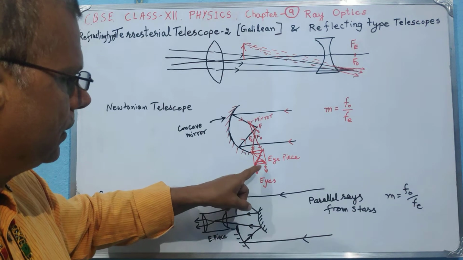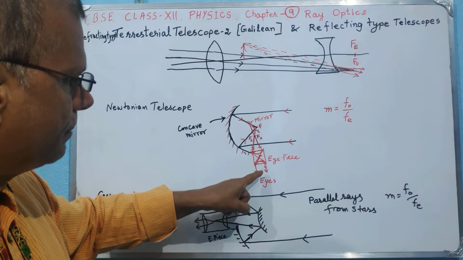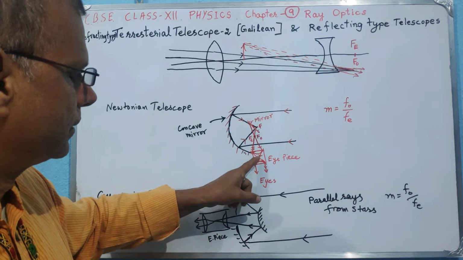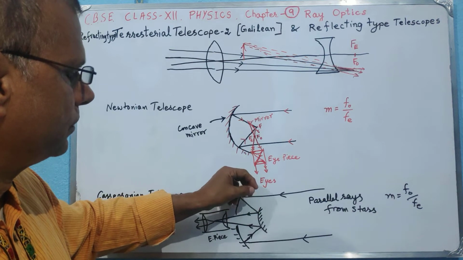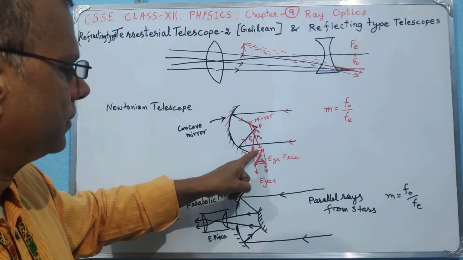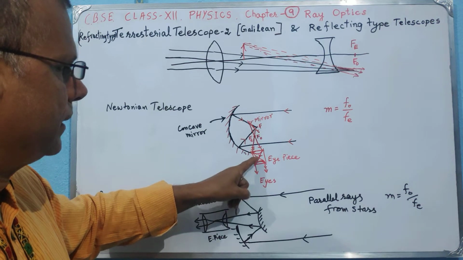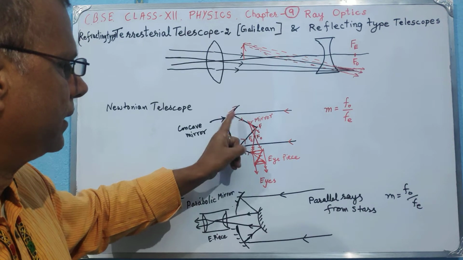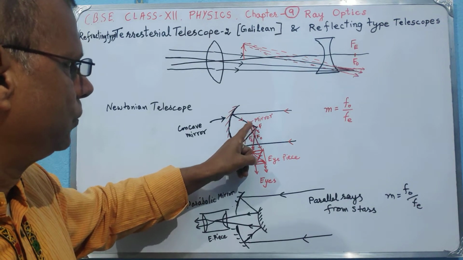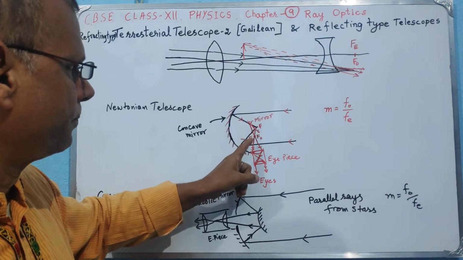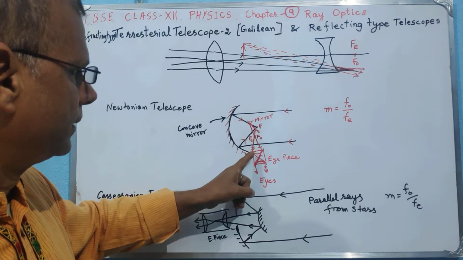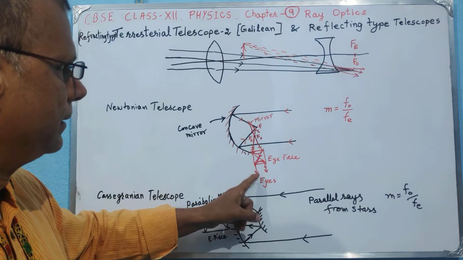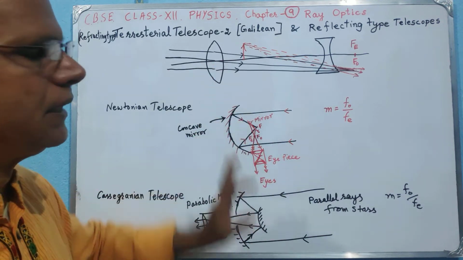Now he used another lens, which is known as Ramsden's lens. It is especially designed to remove aberration. This eyepiece is placed such that the focus of the eyepiece coincides with the point where these rays are made to meet due to reflection from the mirror. So the rays emerge out of the eyepiece parallel, and the image is formed at infinity.